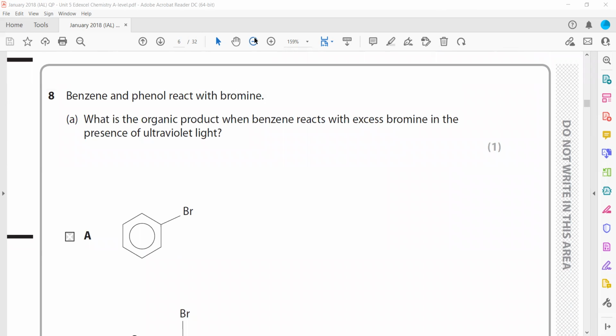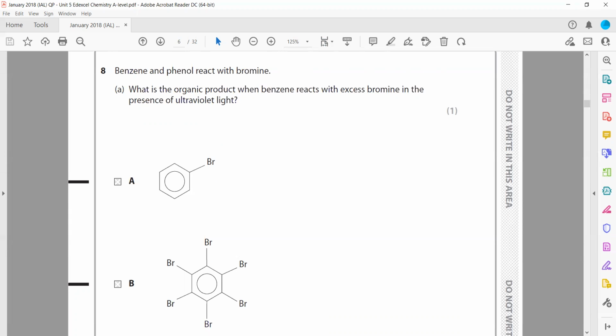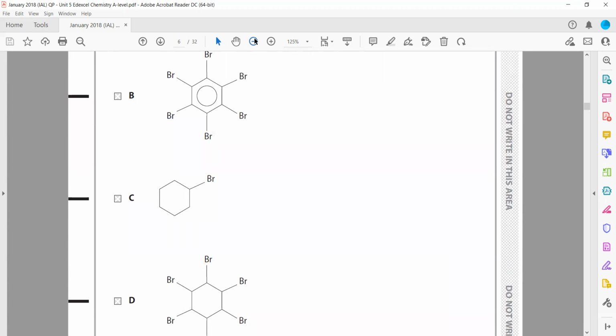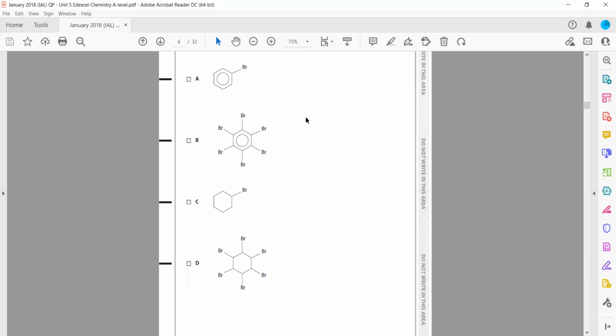Then benzene reacts with bromine. What is the organic product when benzene reacts with excess bromine in the presence of ultraviolet light? Actually, benzene will convert into a cyclic alkane and all the bromine molecules are added. So D is the right answer. This is related to the reactions of benzene.